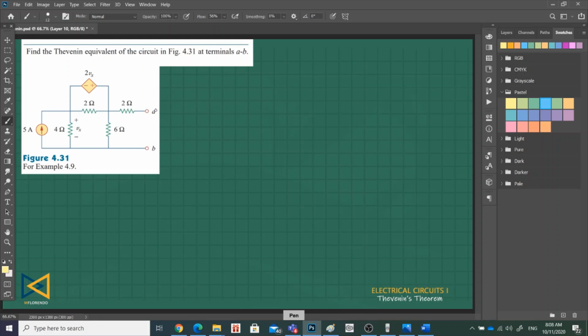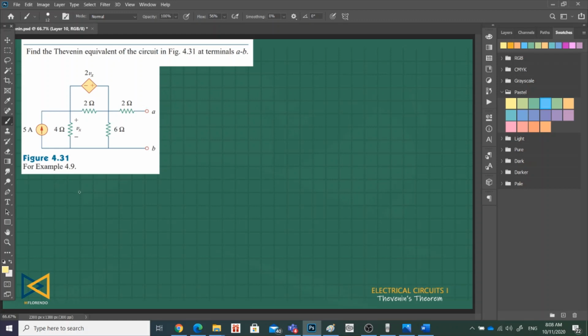Tapos, ang terminal natin is located here, AB. So, ang pinapagawa lang dito is to convert this circuit into a Thevenin equivalent circuit. Wala na tayong hahanapin value. We will find the value of the open circuit voltage at terminal AB, VTH or VOC, and the equivalent resistance from terminal AB, which is RTH. So, first we have to find RTH, then VTH, and then draw the Thevenin equivalent circuit of this given circuit.